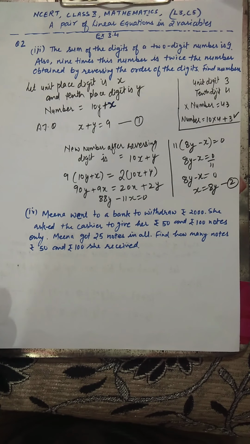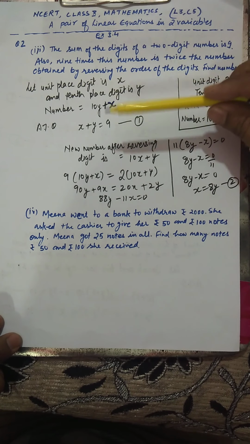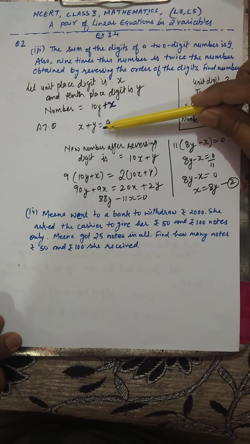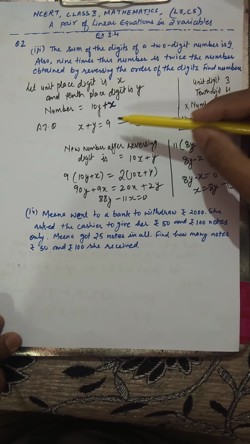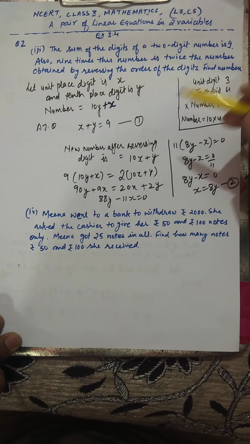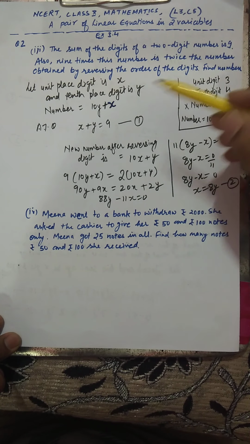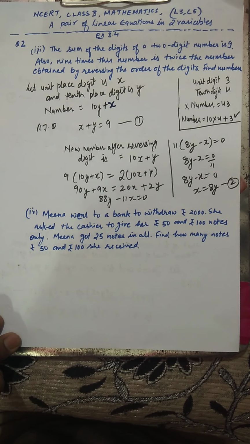Now you can see both the equations. This is very easy if you substitute. If you substitute x here, the equation becomes 8y plus y, 9y, equal to 9. So y will be 1. If y is 1, then x will be 8. So the required number will be, let me check, y was 1 and x was 8, so the number is 18. This way you can solve the equation yourself.